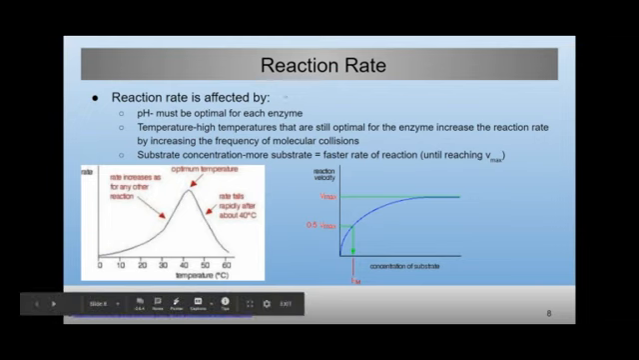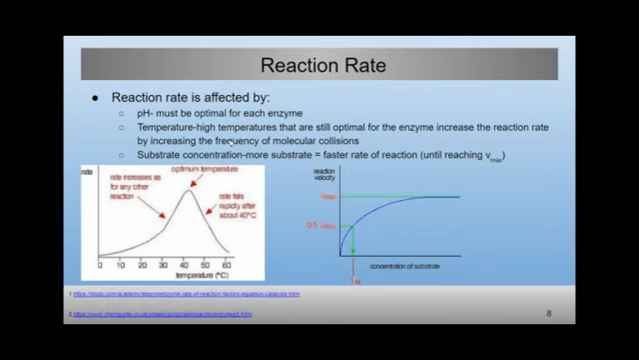Now, reaction rate. So reaction rate is affected by three factors. The first one being pH. In order for the reaction rate to be the highest it can be, the pH must be optimal for the specific enzyme. The second one is temperature. Higher temperatures, as long as they are still optimal for the enzyme, usually increase the reaction rate by increasing the frequency of molecular collisions. And we'll explain these down below, no worries.